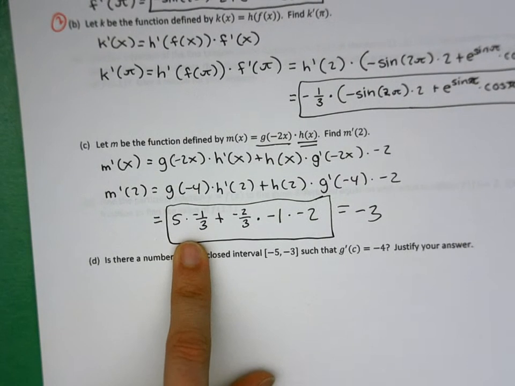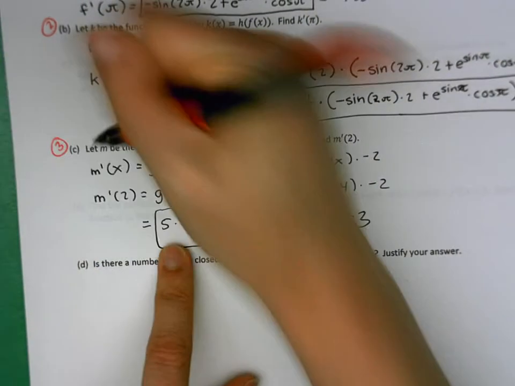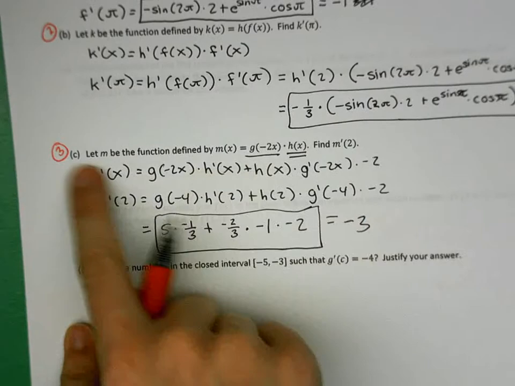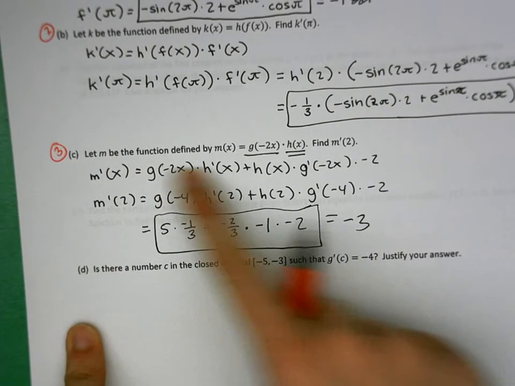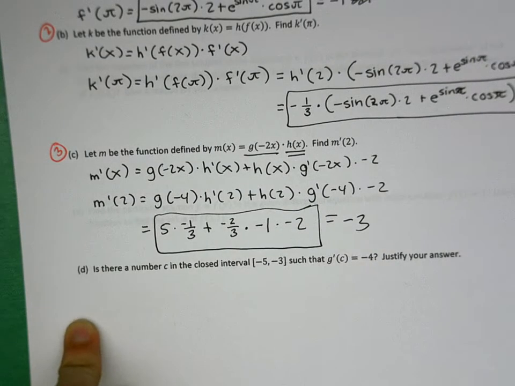Okay, this one was worth 3 points. 2 for the derivative, the product rule and chain rule component, right? This derivative, 2 points there, and 1 point for actually plugging in 2 and solving correctly.